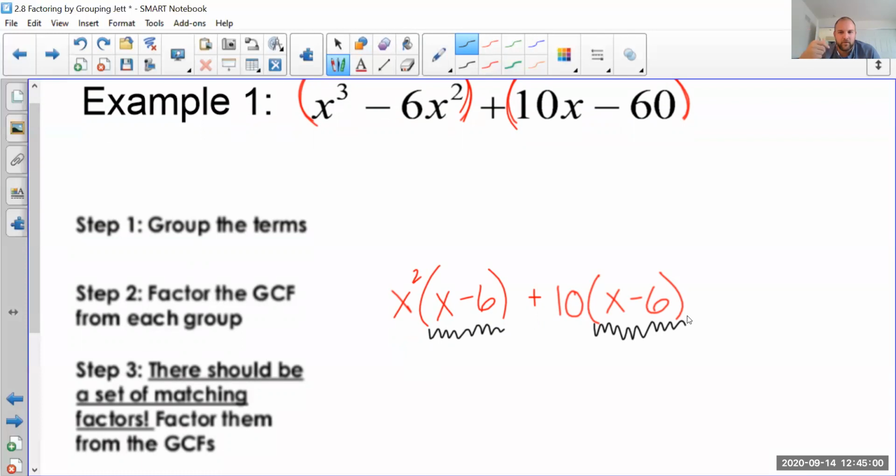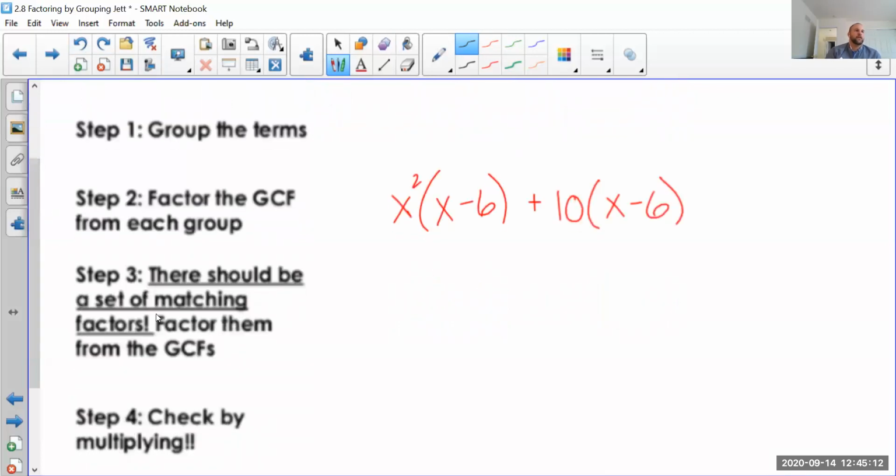It can't be factored using grouping. Okay, one of the two things. Usually, if I'm telling you to factor by grouping and they're not the same, I would go back and retry it. All right, so it says step 3 here. There should be a set of matching factors, factor them from the GCFs.